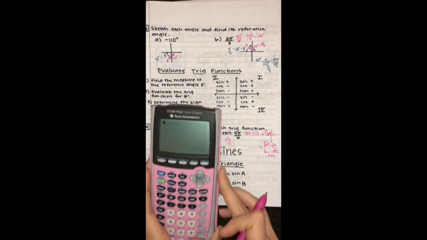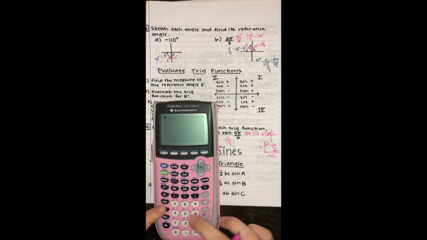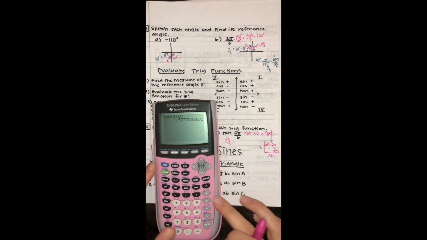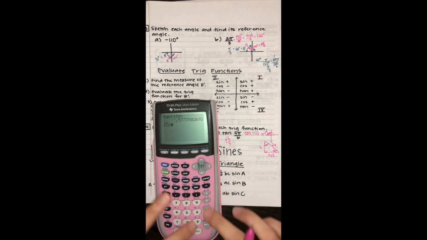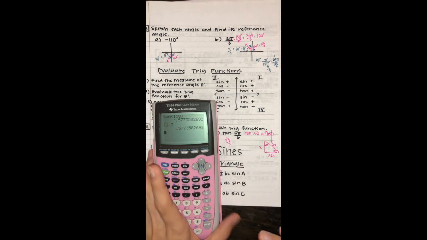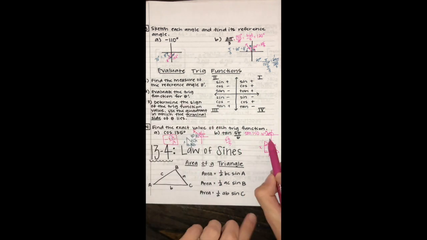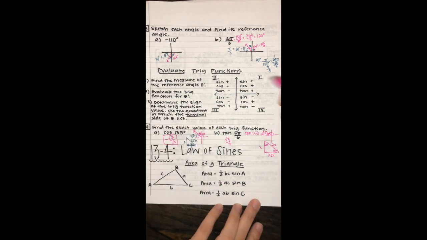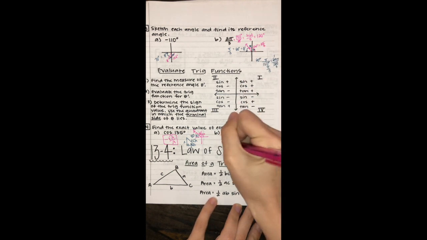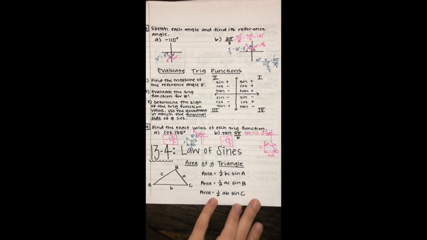I want to show you that typing in tan of 150 gets me this decimal. And if I type in radical 3 divided by 3, I get the same decimal. Notice it says it's negative. Okay, well, let's check our chart. This is, again, the second quadrant. Second quadrant tan is negative. So that's how this chart is helpful to get that sign.